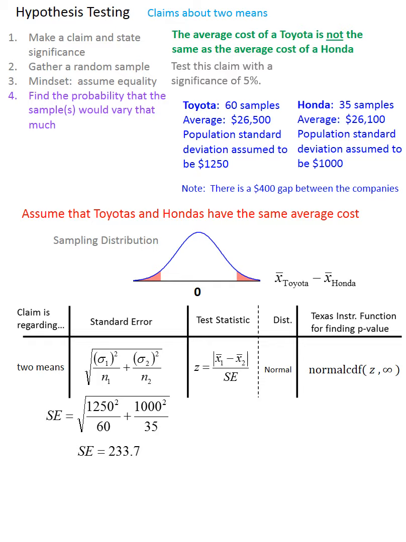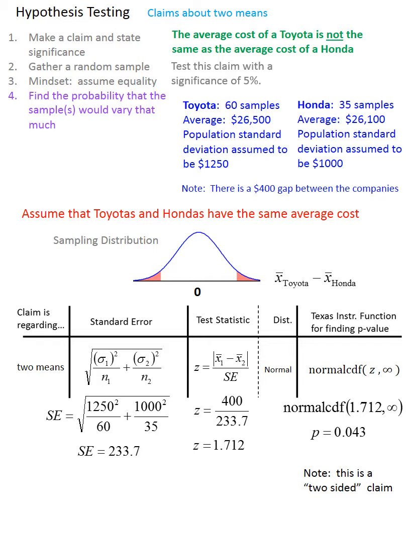we have a standard error of about $233. So now the question is, how many standard errors is our $400 gap? Well, we divide to find that out, and find out that our $400 gap in samples is about 1.7 standard errors. And the normal cumulative distribution function tells us that 1.712 standard errors is pretty rare in that it only happens in about 4.3% of samples.